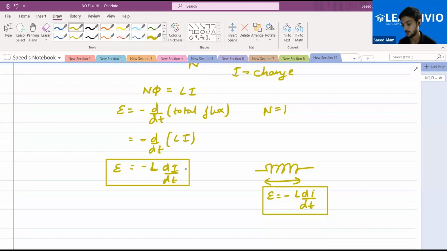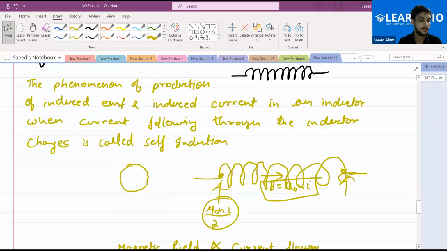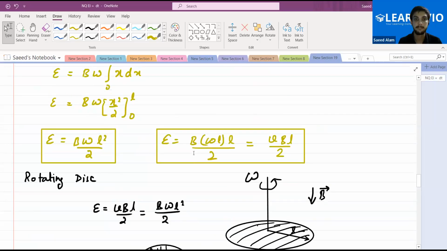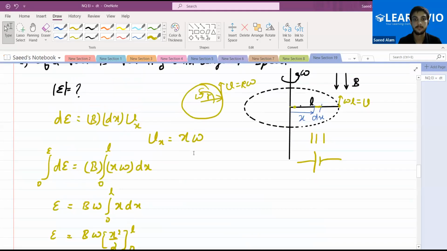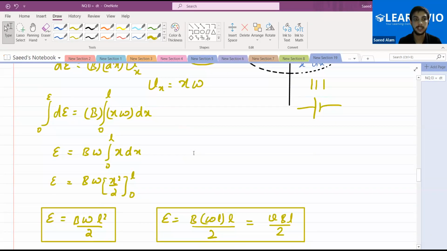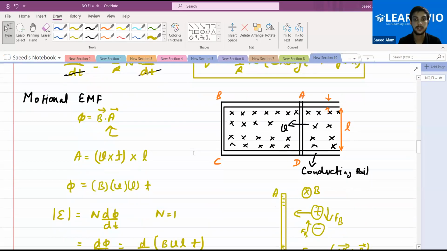Okay, whatever doubt you people have in this. Sir, could you scroll up? Yes, please. Which one? It was in motional EMF. Motional EMF, where is it? More up, sir. This one.